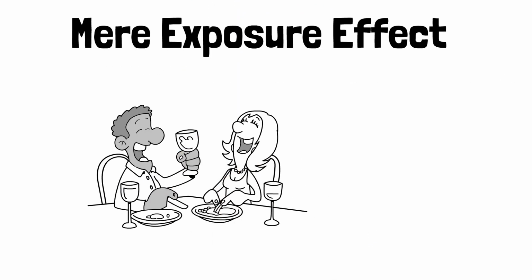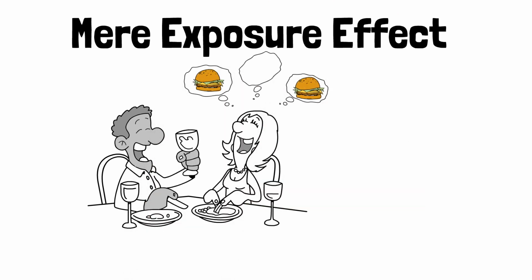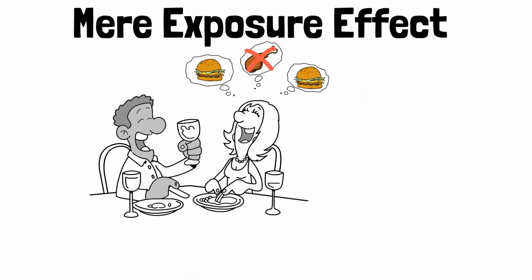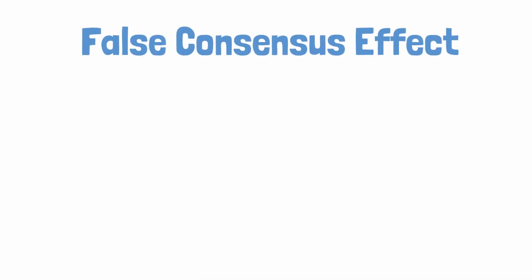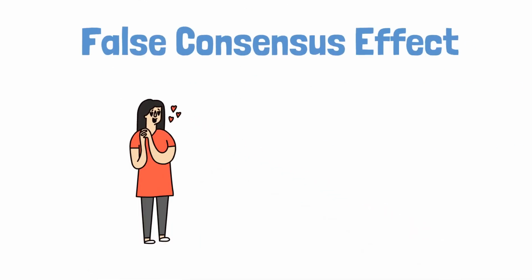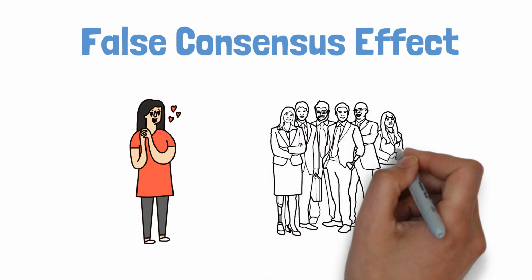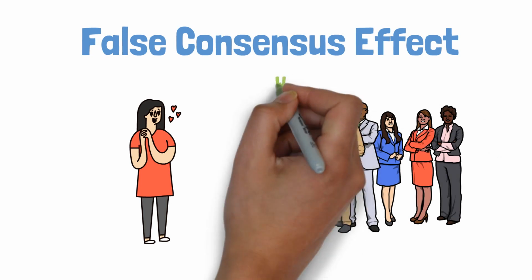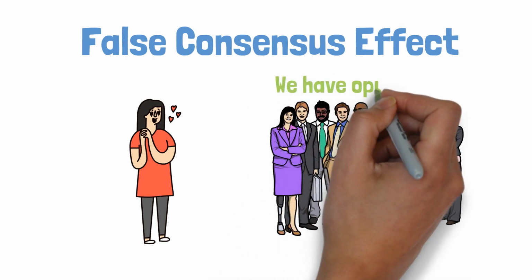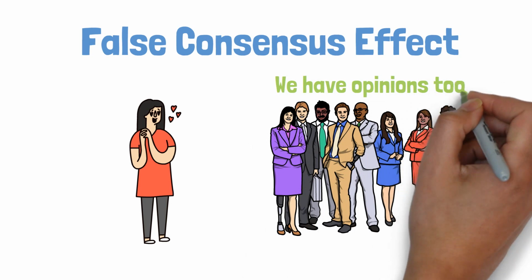The mere exposure effect. The mere exposure effect is the tendency to develop a preference for things merely because you are familiar with them. Being aware of this bias can help ensure that your preferences are based on actual merits rather than familiarity. The false consensus effect. The false consensus effect is when you overestimate the extent to which others share your beliefs, attitudes, and behaviors. Being mindful of diverse perspectives and actively seeking out opinions that differ from your own can help avoid this bias.